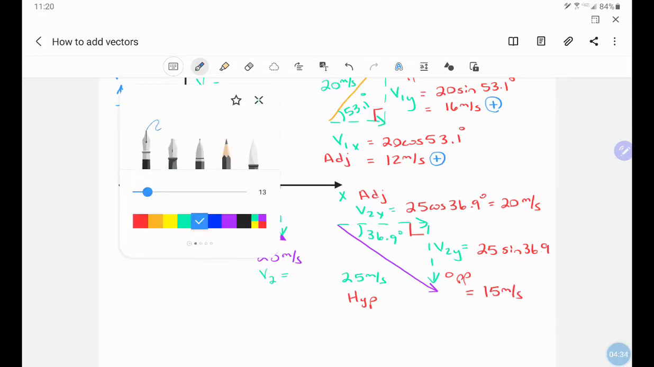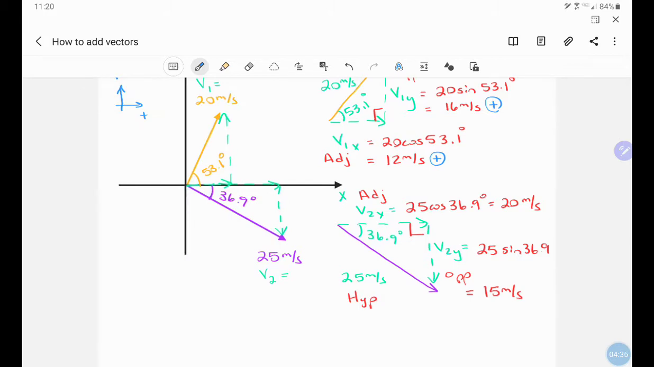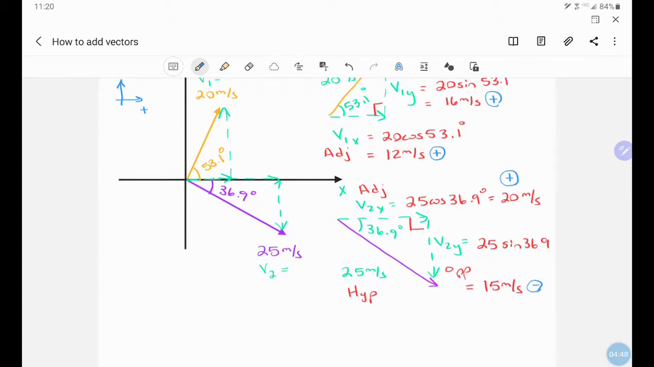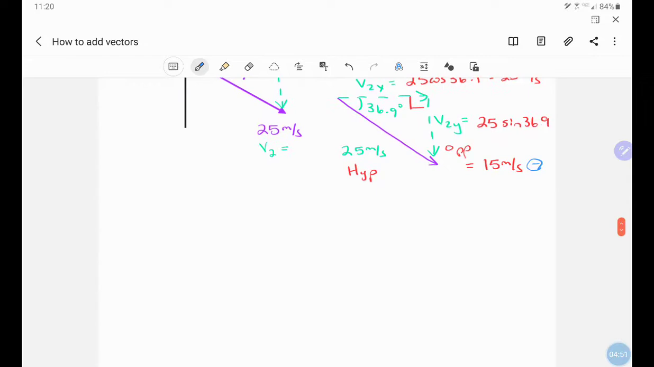Always double check signs. If you notice, the x component of this vector is in the positive x direction, so this is plus. And the y component is in the negative direction, so this is minus. From there, let's make a chart to stay organized. So in my chart, I will list three things. I will list my vectors, and I will list their x components and their y components.